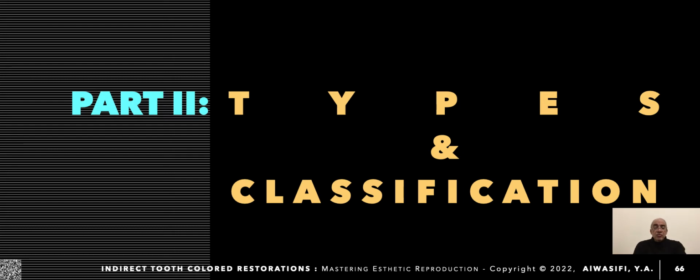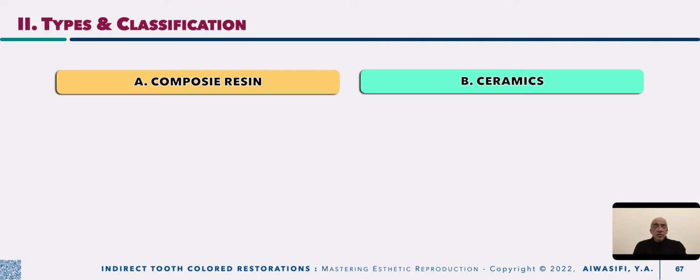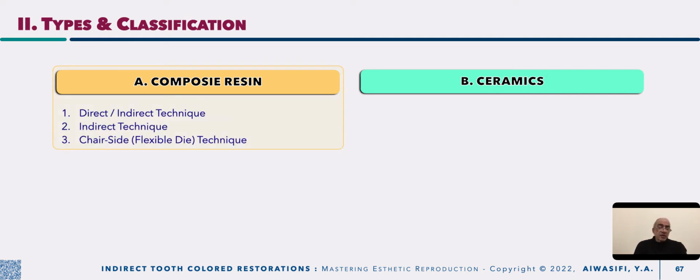Actually, we have two main categories according to the material that you intend to use. Either you will use composite resin restoration or ceramics. Composite resin restoration could be classified according to the technique into direct-indirect technique, and chairside or flexible die technique, also called semi-direct technique.